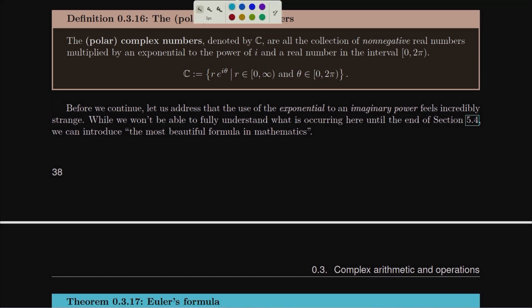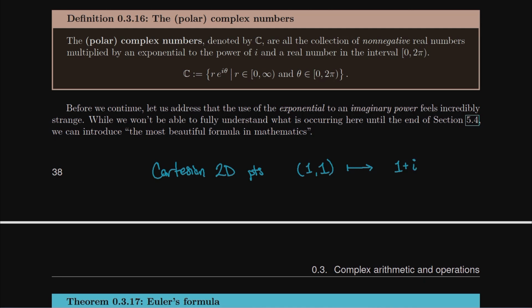Keep in mind when we had Cartesian, let's say Cartesian 2D points, we had something like 1, 1, and then if we represented this as a complex number, we represented it as 1 plus i, because we were thinking about this as a movement along the real axis and this as a movement along the imaginary axis, which just happened to be a 90-degree rotation.